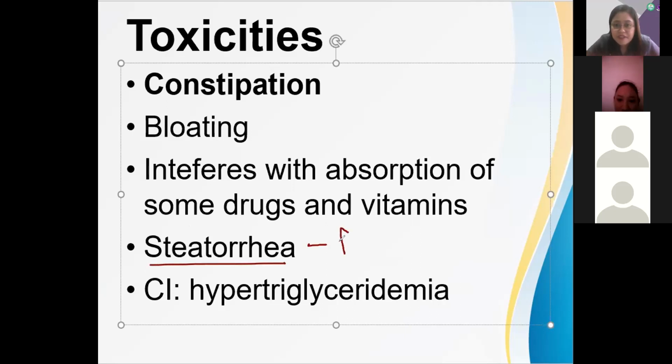What is the meaning of steatorrhea? Fats or oil in the stool. When a patient taking a bile acid sequestrant has a bowel movement, you will see oils or fats in the stool. We call that clinically steatorrhea. It is common because of the work of bile acid sequestrants, since bile acid is made up of cholesterol. Okay? Questions so far?